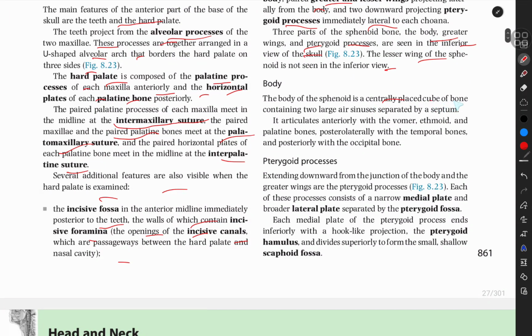The body of the sphenoid is a centrally placed cube of bone containing two large air sinuses separated by a septum, the sphenoidal sinus, which is posterior to the nasal cavity. We've written the name before.